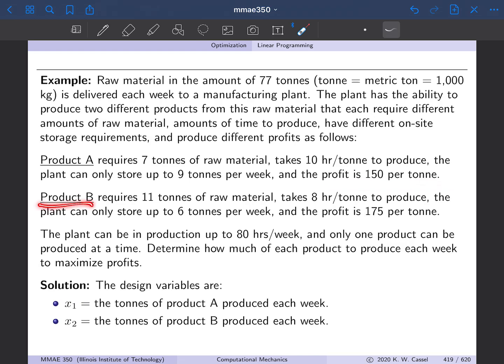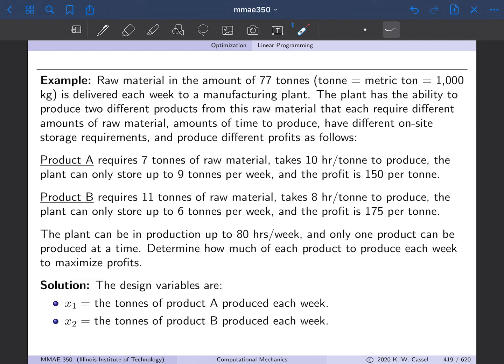Similarly, product B requires 11 tons. It takes 8 hours per ton to produce, and the plant can only store up to 6 tons per week, and the profit is 175 per ton. Now, the plant can be run for 80 hours per week, and so we have clearly a bunch of constraints, and the idea will be to determine how much product can be made, product A and product B, such that we maximize the profit. So that's our objective.